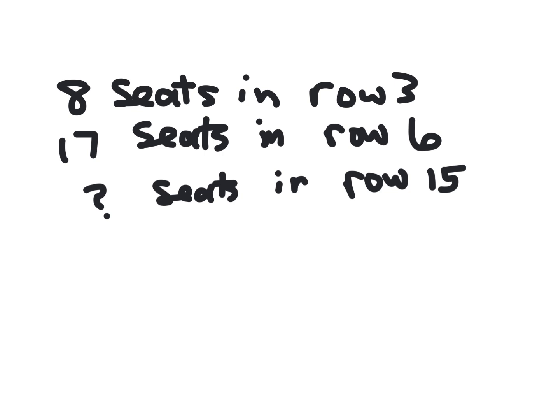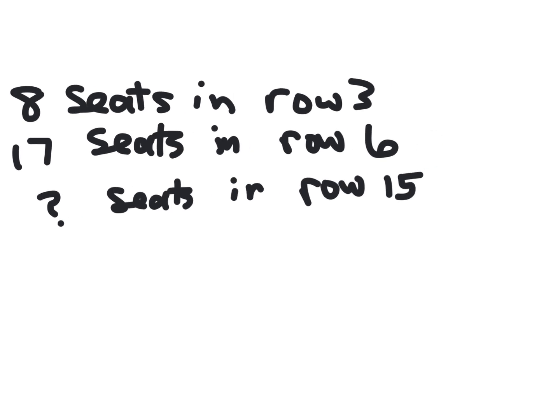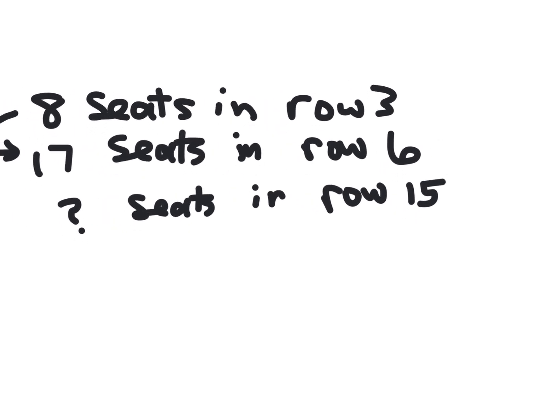Eight in row 3, going up to 17 in row 6. It's hard to tell whether it's arithmetic or geometric until you draw out a picture for yourself of this situation. Honestly, this is exactly what I would do. Draw yourself a little stadium. You get more in every row.